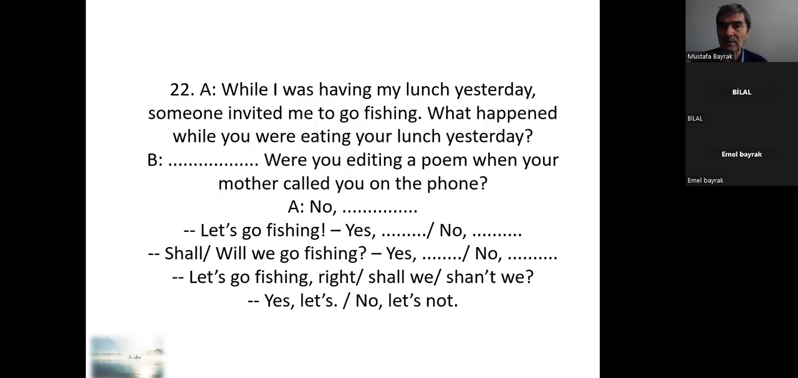Were you editing a poem when your mother called you on the phone? No, I was not editing a poem. I was editing a story when my mother called me on the phone. Yes, these are also useful expressions. It is clear that we wrote them in one of the previous lessons together. Let's go fishing. Yes, let's. Or no, let's not. Yes, just like this.